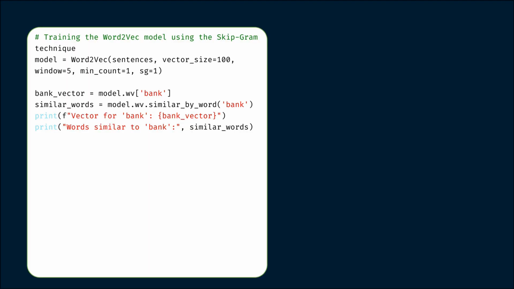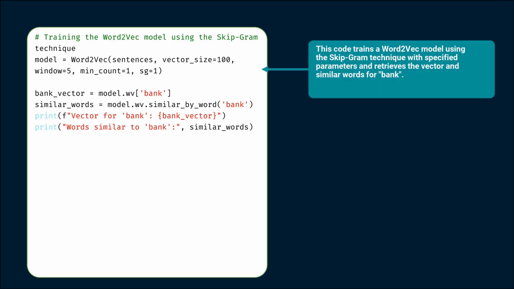Now, let's implement the code to train our Word2Vec model using the skipgram technique. We'll be using the Word2Vec class from Gensim, which gives us the flexibility to set essential parameters like vector size, window, min count, and SG. Here, we'll set vector size to 100. This determines the dimensionality of our word vectors. Keep in mind that larger sizes can capture more nuances, but they might risk overfitting, especially with smaller datasets.